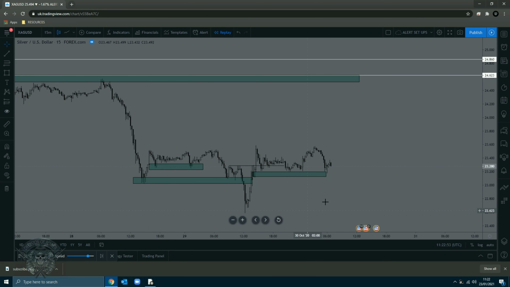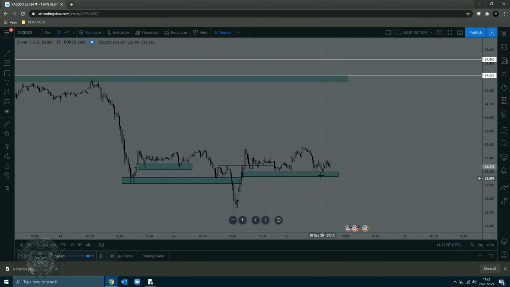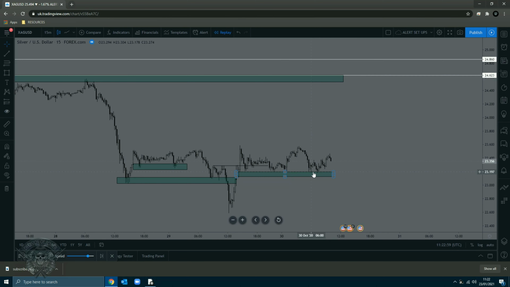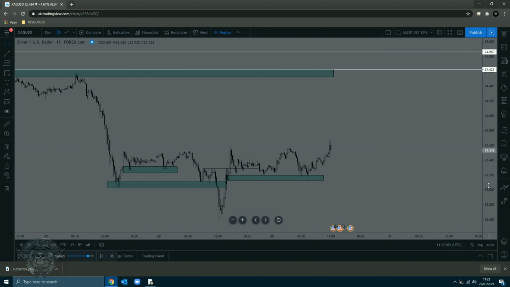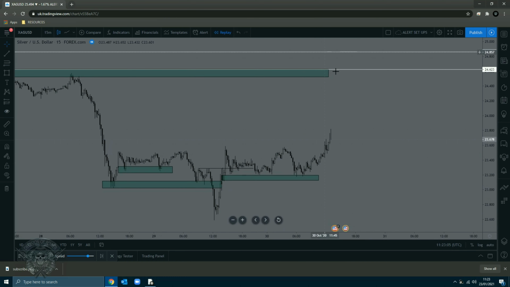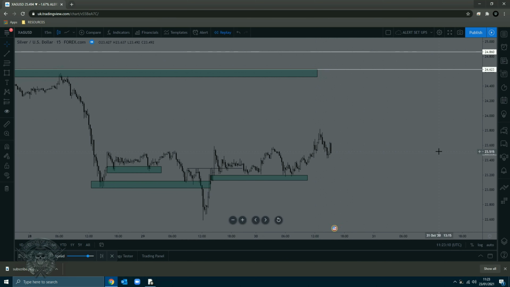Okay, that's the entry right there. So these 2 points here, that would have been entered into the market with the stop loss below. What I want you to do now is focus on these 2 points here. These are the highs that we'd be looking to target, with the stop sitting above.